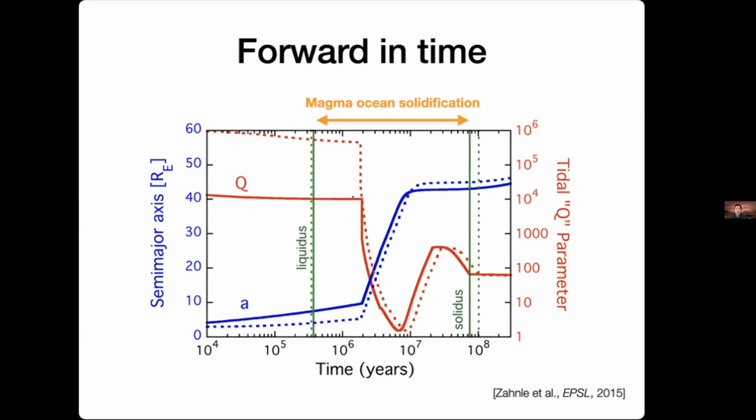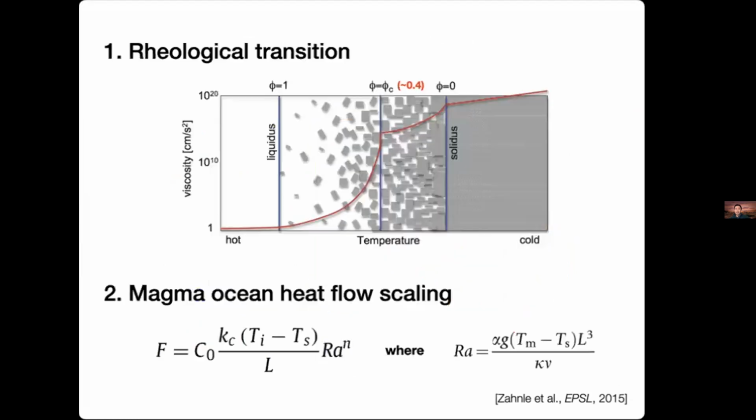This red line is the corresponding tidal Q evolution. Lower Q means a greater tidal dissipation. And then this green line indicates the period of magma ocean solidification. The liquidus is when the magma ocean starts to solidify, and the solidus is when it completely solidifies. To understand this peculiar pattern of lunar recession and this tidal Q evolution during magma ocean solidification, we need to understand two things. The first is the rheological transition.